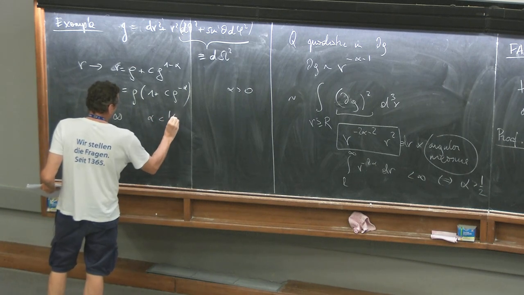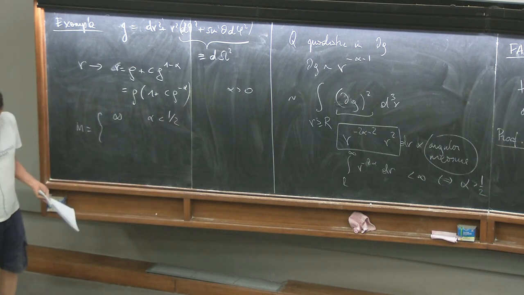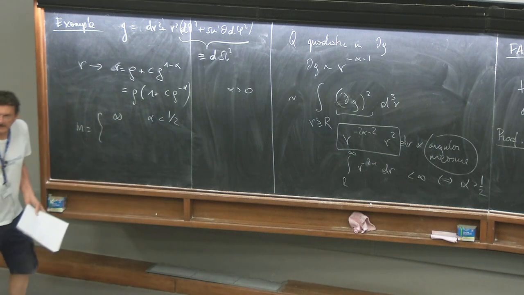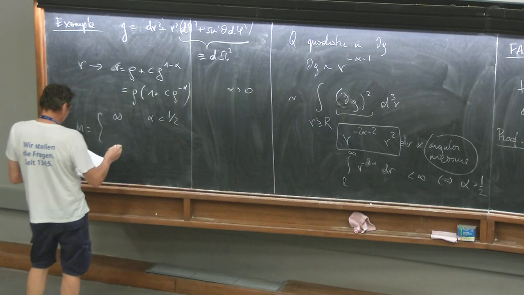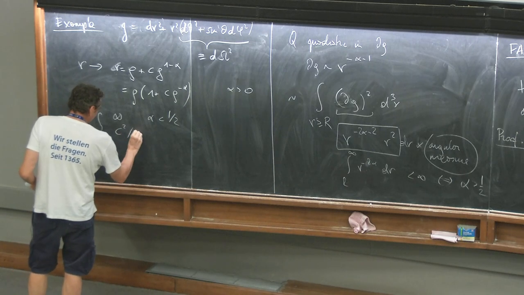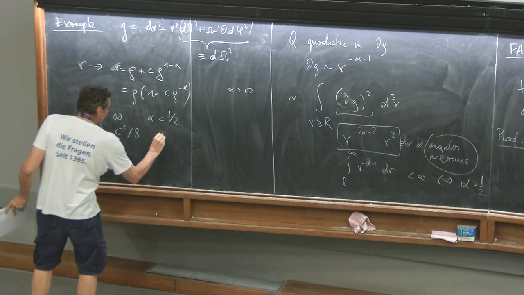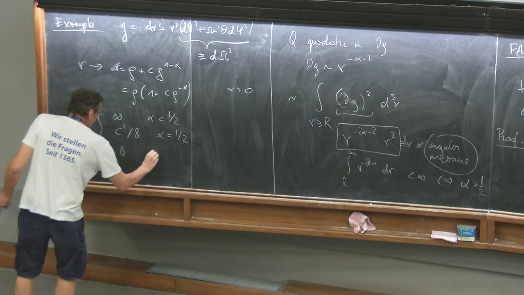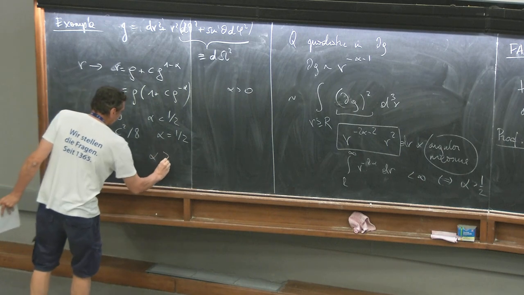So the limit still exists, but it's infinite. If you like infinite limits, maybe you can say that this doesn't exist. You get c squared over 8, funny number, if alpha is 1/2. And you get 0 if alpha is larger than 1/2.